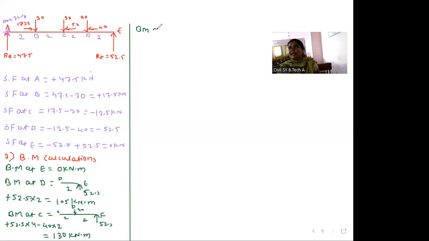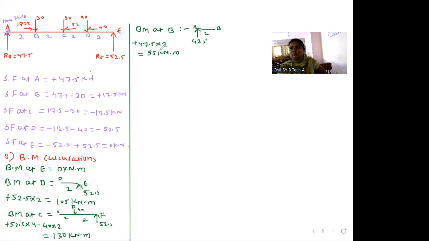Bending moment at B. We will calculate from this left side because there will be fewer calculations. So at B, suppose this is our A point, this distance is 2 meters, and here is 47.5, and this is our B point. This pushes upward, so plus 47.5 into 2, which is equal to 95 kilonewton meter.